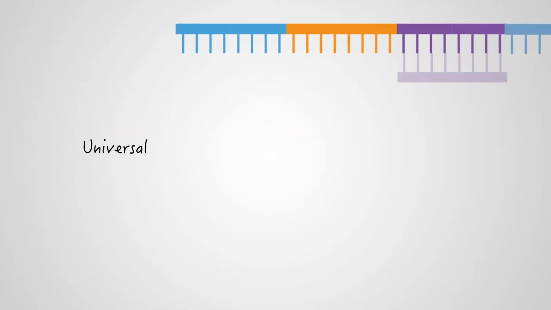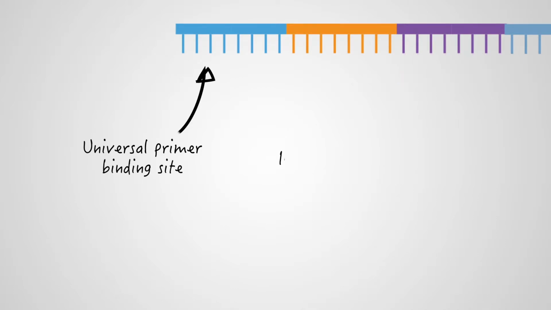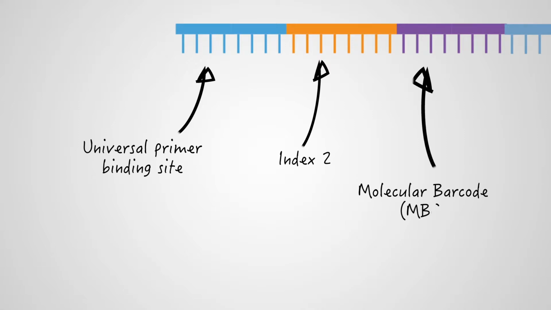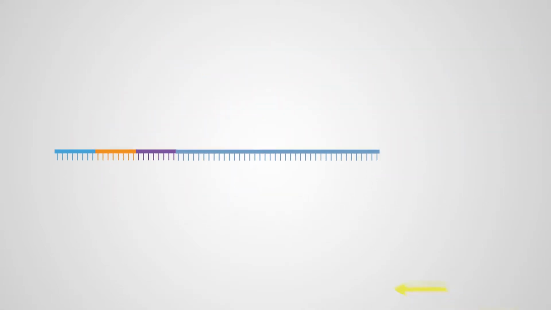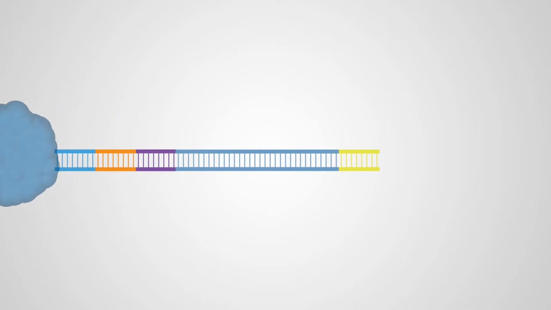The adapter contains a universal primer binding site, an index 2 region for MiSeq, and a molecular barcode for deduplication and error correction. The first PCR uses an anchored gene-specific primer, which amplifies against the P5 primer in the adapter.